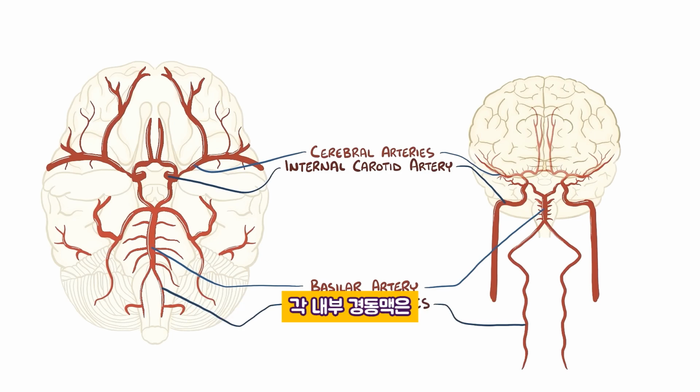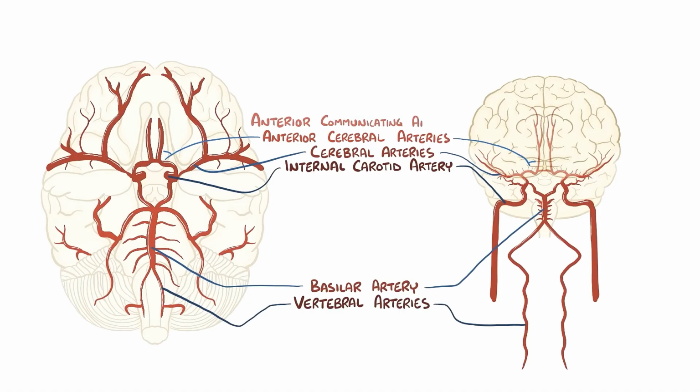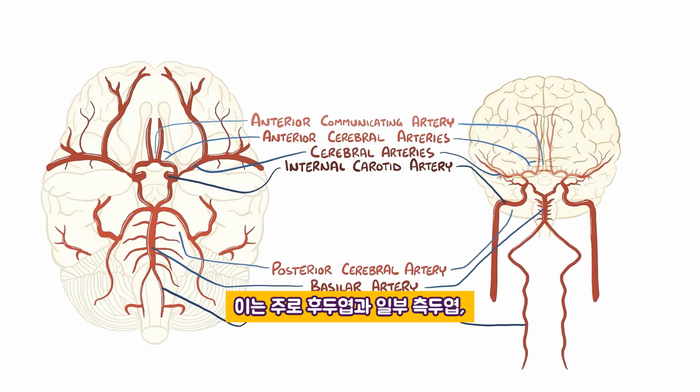Each of the internal carotid arteries also gives off branches called the anterior cerebral arteries, which serve the medial portion of the frontal and parietal lobes, and connect with one another with a short little connecting blood vessel called the anterior communicating artery. Meanwhile, the vertebral arteries and basilar arteries give off branches to supply the cerebellum and the brainstem. In addition, the basilar artery divides to become the right and left posterior cerebral artery, which mainly serves the occipital lobe and some of the temporal lobe as well as the thalamus.